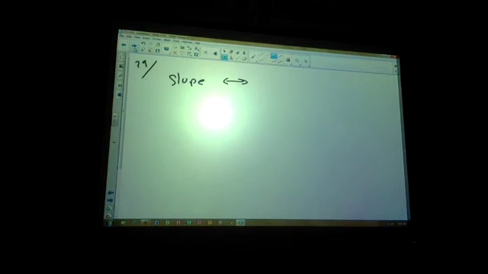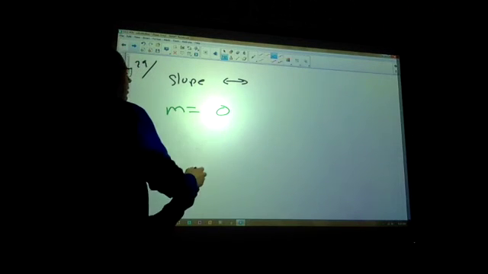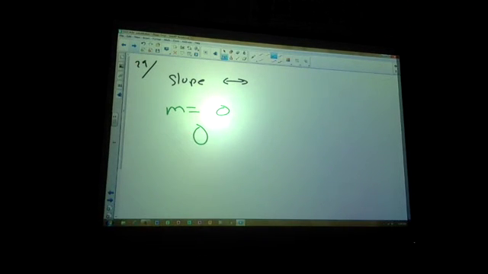29. What is the slope of a horizontal line? Horizontal gives us a slope of 0. I don't know if they had m equals 0 or just 0. Vertical line is what for a slope? Undefined. Undefined is not a numeric value. It's just undefined, the word itself.